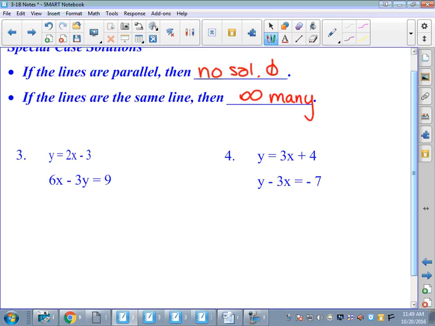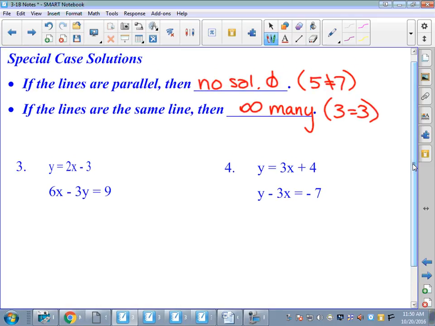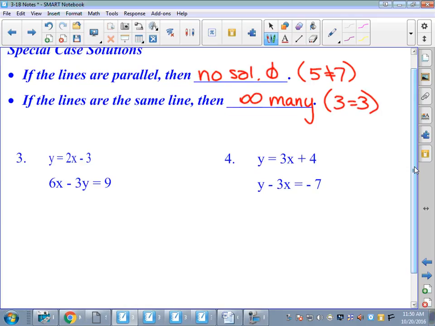How that looks as a substitution problem is your variables are going to go away, and you'll be left with an equation. If the equation's true, it's infinitely many. So if you're stuck with 3 is equal to 3 or 5 is equal to 5, that's always true, infinitely many. If you're left with an equation that doesn't make sense, like 5 equals 7, that's not true. 5 does not equal 7, so there'd be no solution. So in either one of these special cases, the parallel lines and the same line, when you solve using substitution, both variables disappear. So I'm going to quickly show you that.